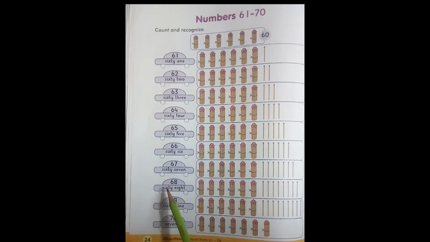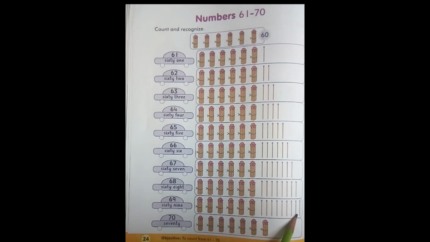These are 6 bundles of 10, which make 60, and 8 matchsticks. So this is 68. S-I-X-T-Y 60. E-I-G-H-T 8. 68.